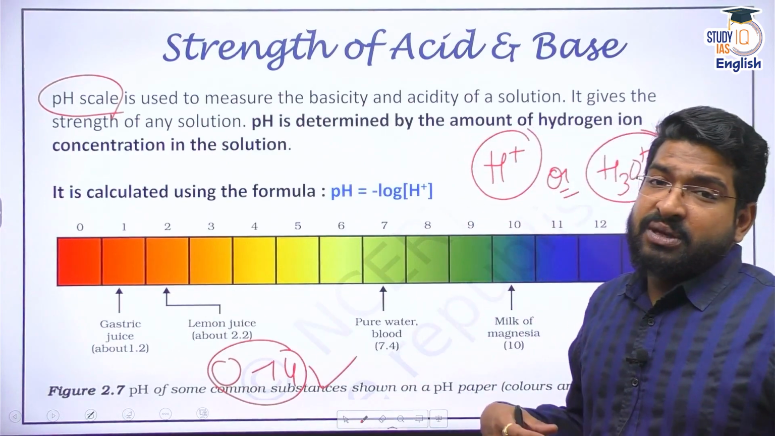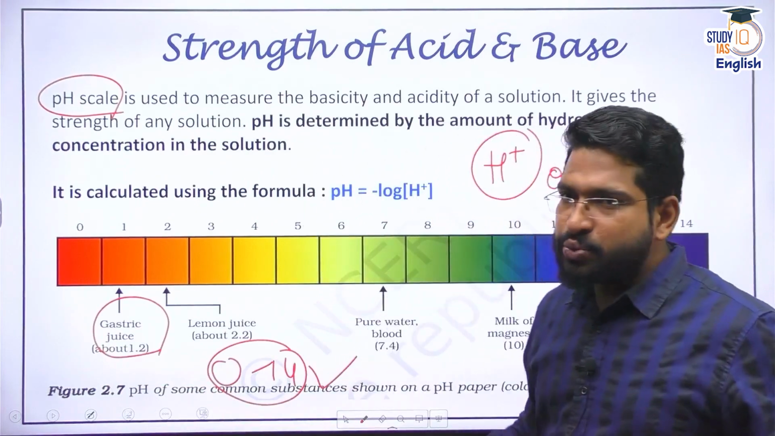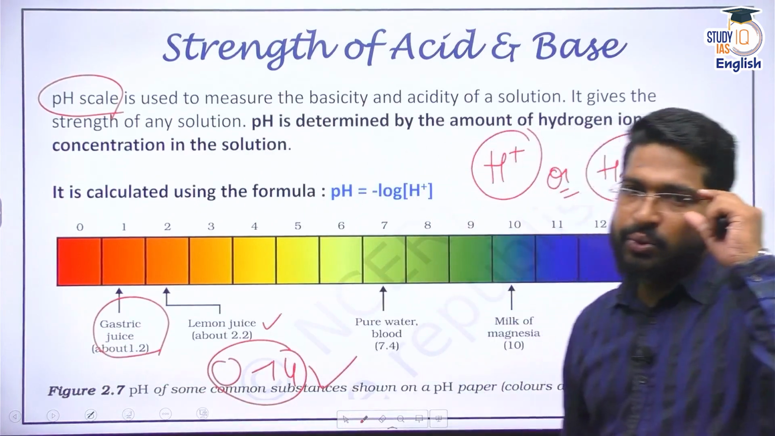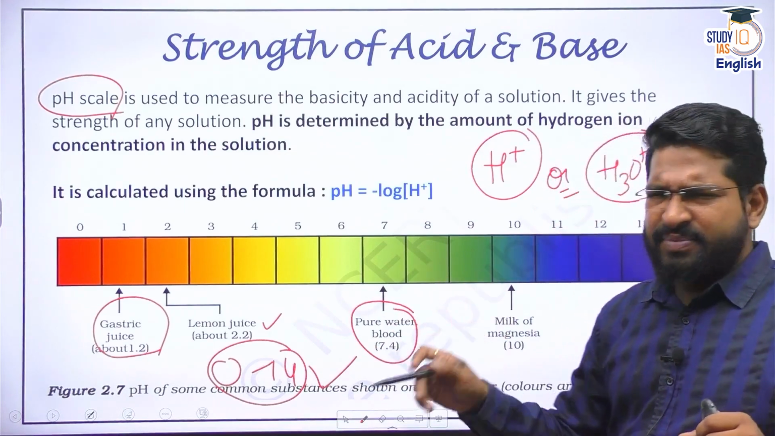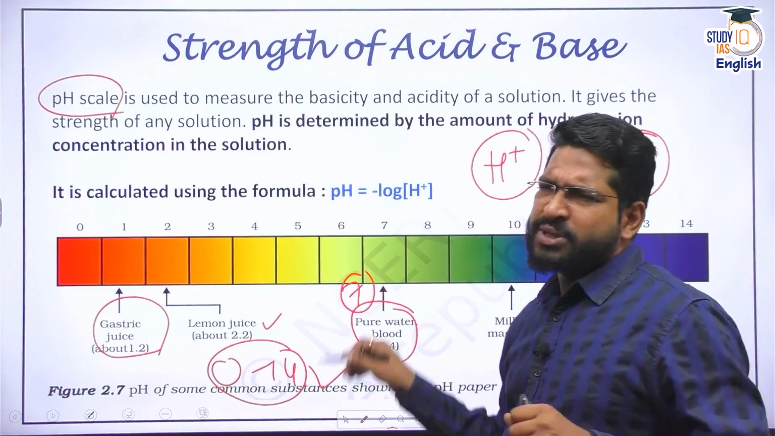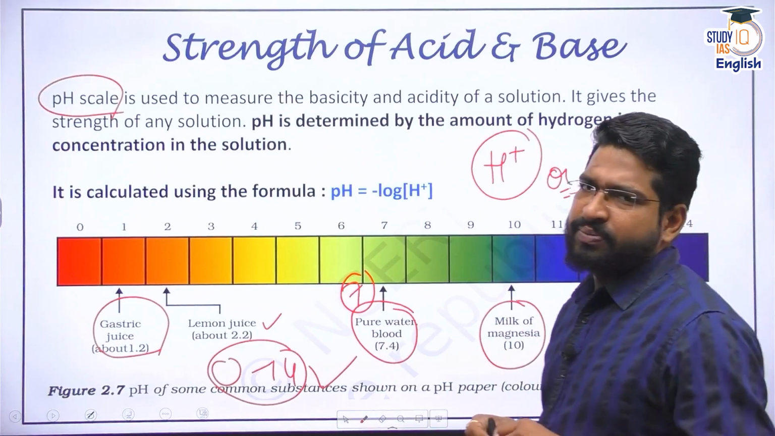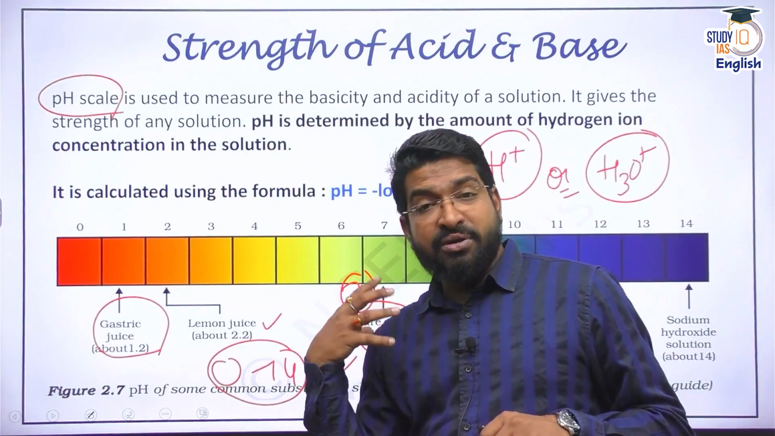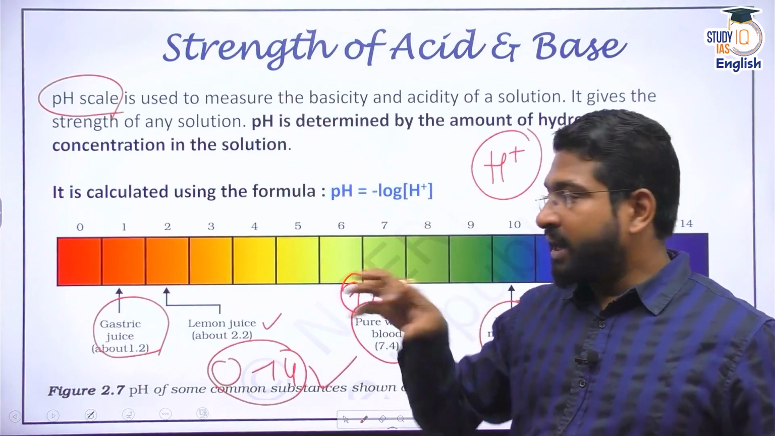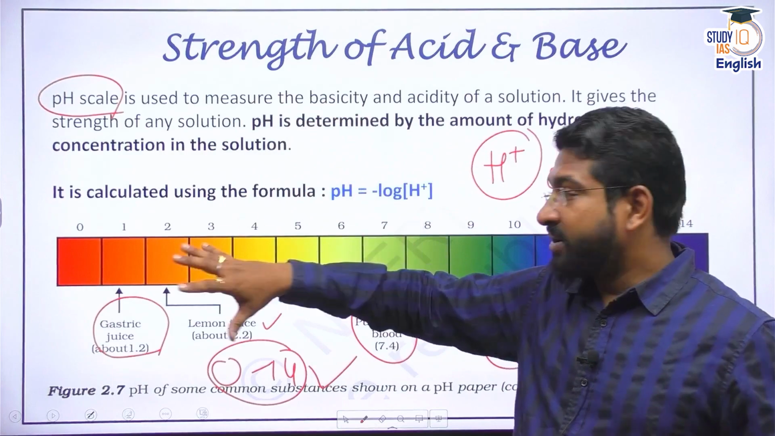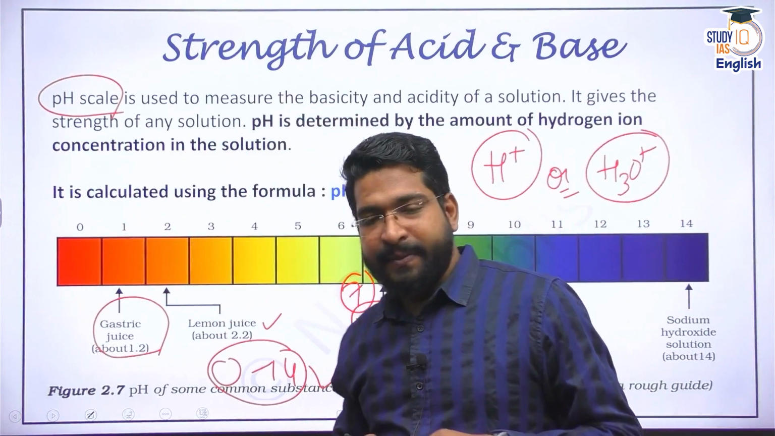There are some representative numbers given here. Gastric juice, that means in our stomach, the pH is somewhere in the range of 1 to 2. Lemon juice has a pH of about 2.2. Pure water is generally 7, neutral. Blood is also around neutral, 7 to 7.5 range. Milk of magnesia has a pH of 10. When I talk about concentration, it means how much hydrogen ion is concentrated, and concentrated acids are very corrosive, very dangerous.